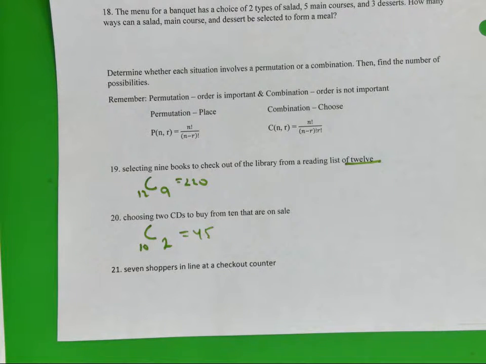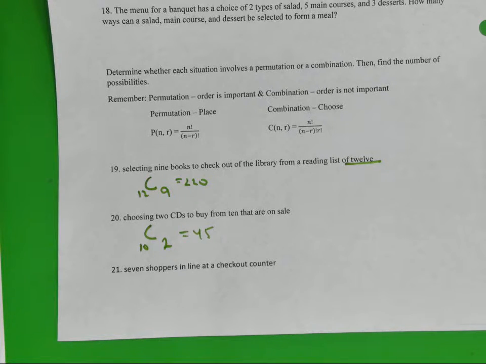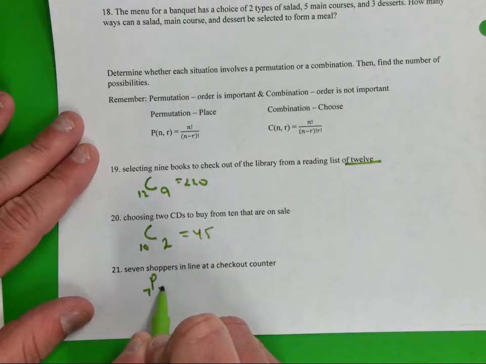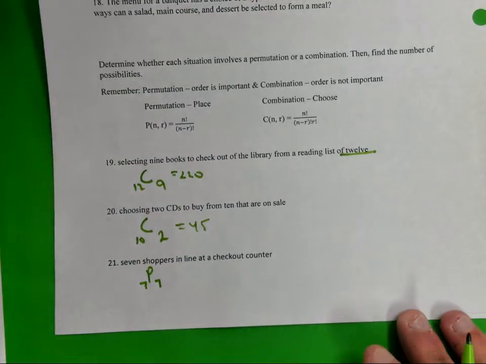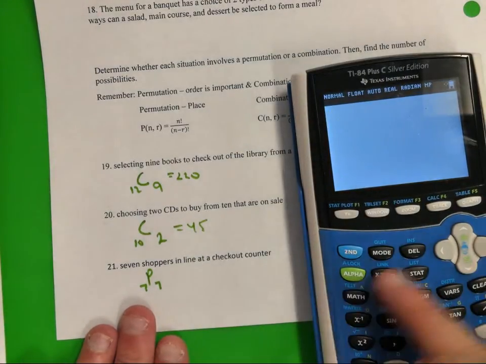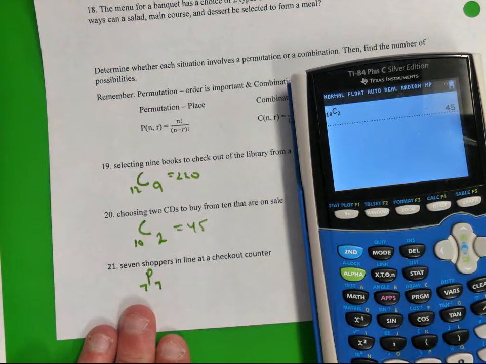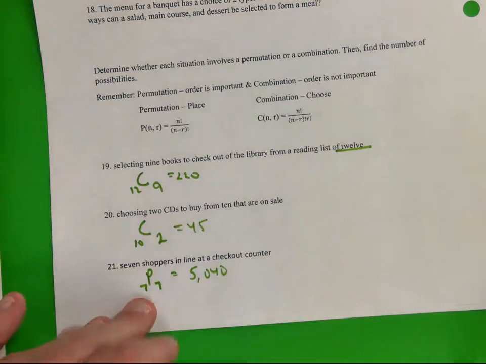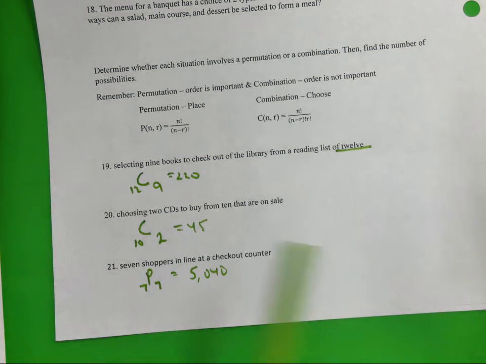Number 21. 7 shoppers in a line. Would order matter here? Yes, you play. Because I'm going to tell you, when you're in a Walmart checkout, it does matter if you're the first or the fourth, don't it, at the time. So order matters. So this is permutation. So I have 7 people to choose from, and I'm putting 7 people in the line. And I get 5,040. And that is my answer.